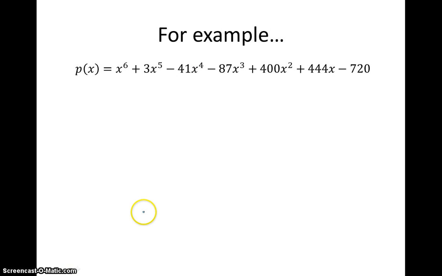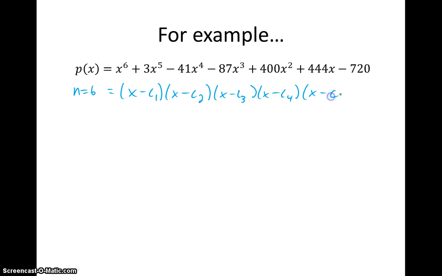So, for example, I could have this polynomial. It's a big polynomial. Our degree here is 6. So n is equal to 6. So how many factors should I have? Well, I should have 6 factors. So I should be able to set this equal to x minus our first 0 times x minus our second 0 times x minus our third 0 times x minus our fourth 0 times x minus our fifth 0 times x minus our sixth 0.